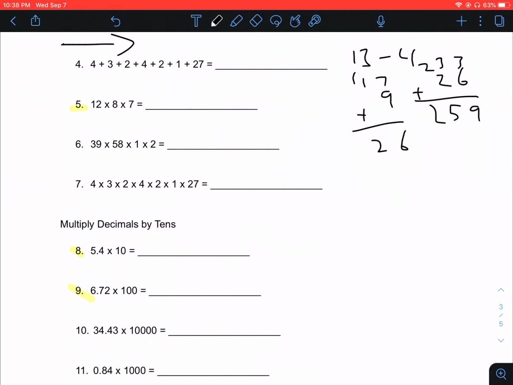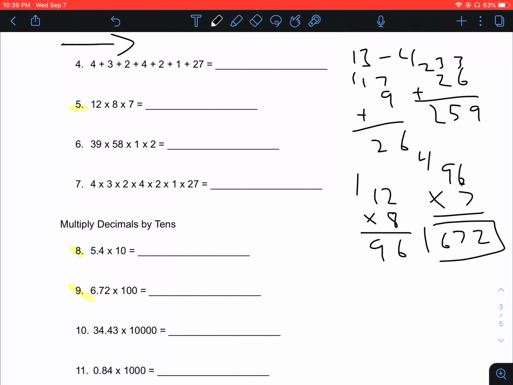Then we're going to do 12 times 8, 96 times 7, and then 9 times 7 is 63, plus 4 is 67. So our answer will be 672.